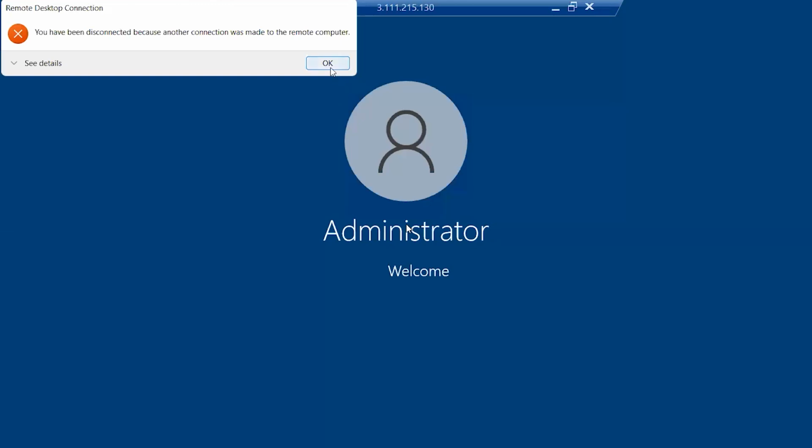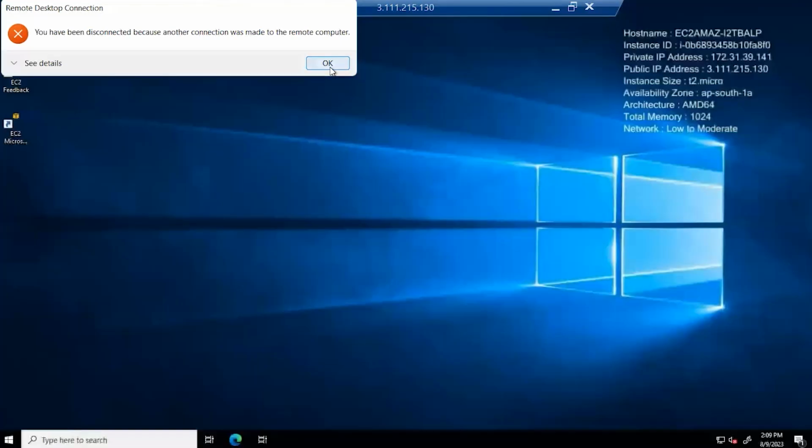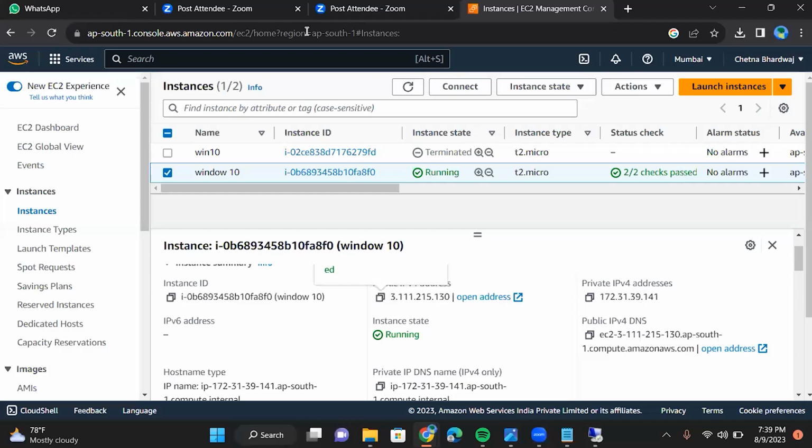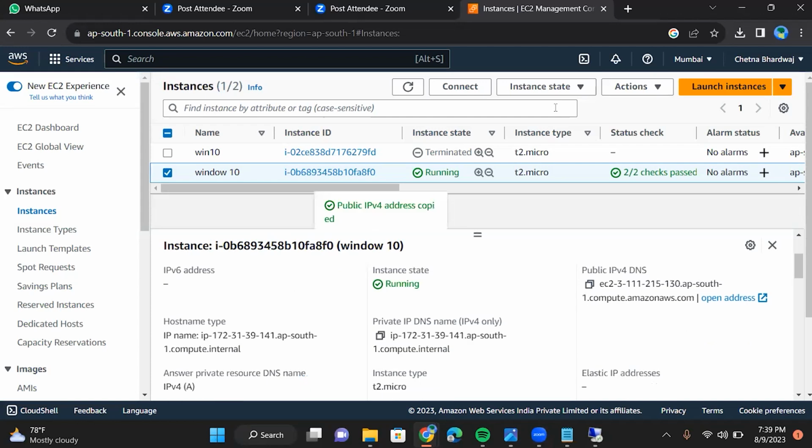So my previous connection is disconnected because I have made this new connection, and you can see I am able to access it. Any doubt, anyone? All clear? Good.